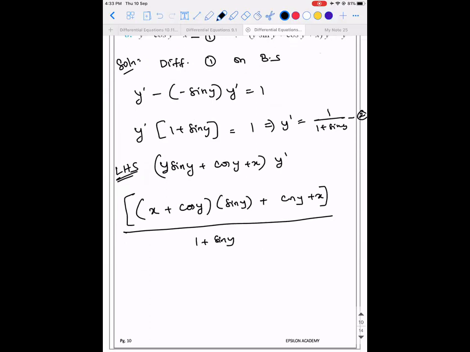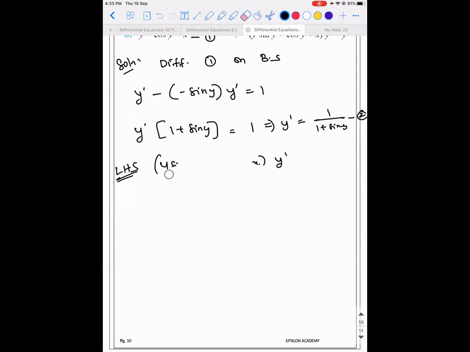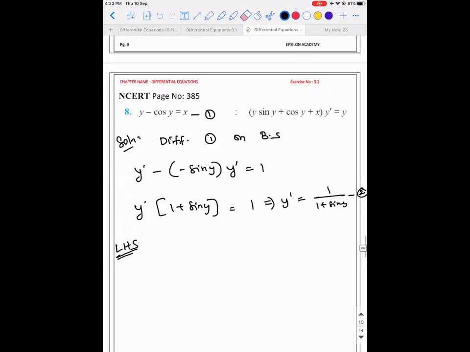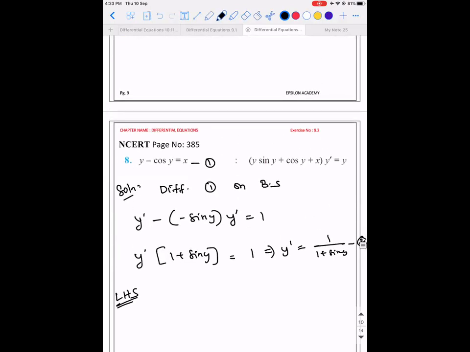But is it not getting complicated? Because x sine y, there is nothing that is getting cancelled. So let us not do this. Sir, x plus cos y is nothing but y, sir, from the LHS. Yeah, that's right. So x plus cos y is nothing but y. So y sine y, that's it. It's getting cancelled easily, no?